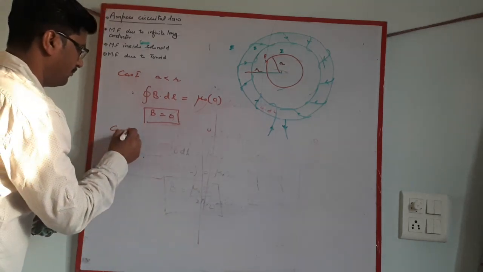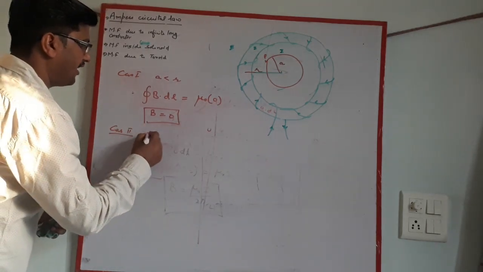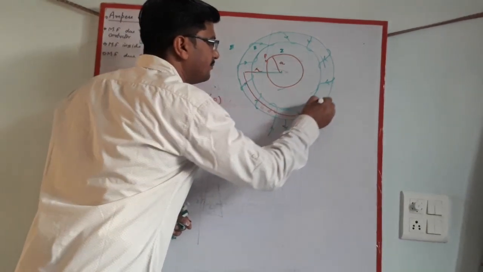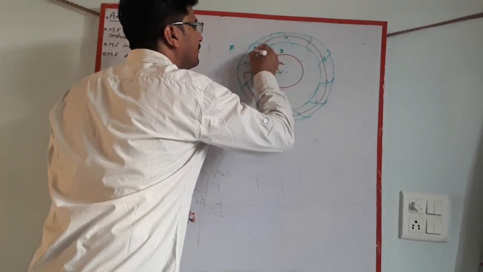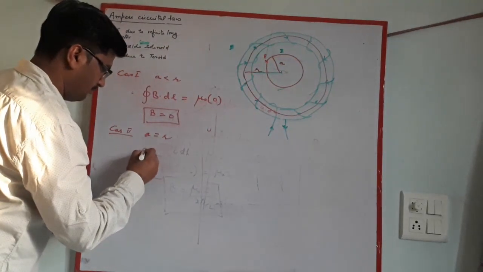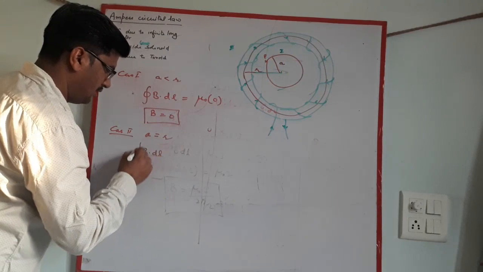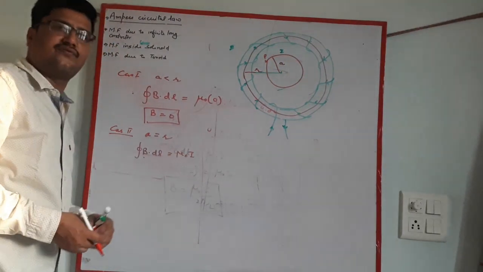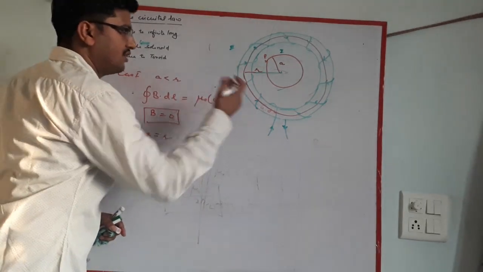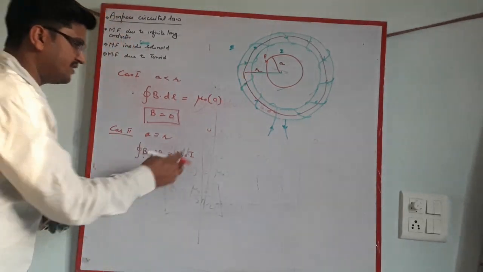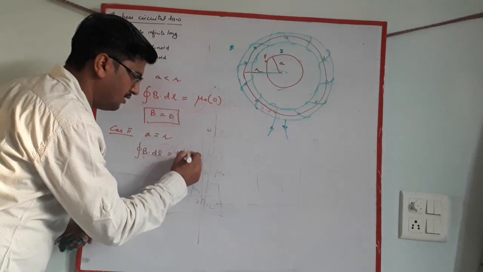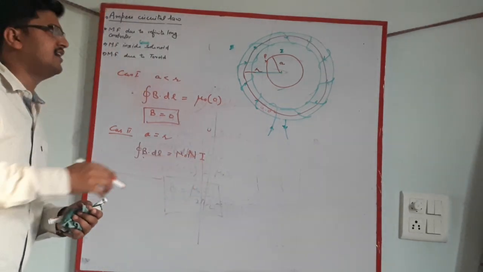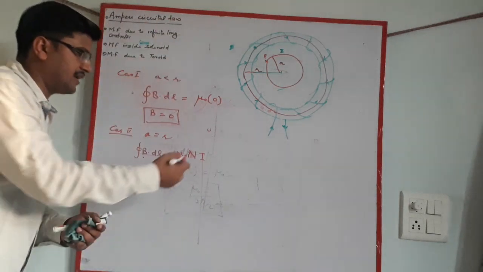Case 2, if a is equal to r, that means our loop is here. Then the line integral of B dot dl is equal to mu naught I. Now the current is flowing through it. If there are n number of turns, then it is n into I, where I is the current from one turn and there are total n turns, so the total current becomes nI.